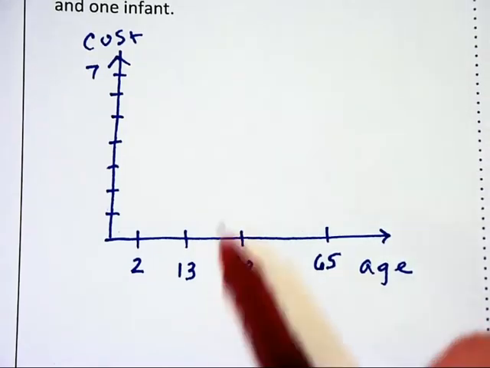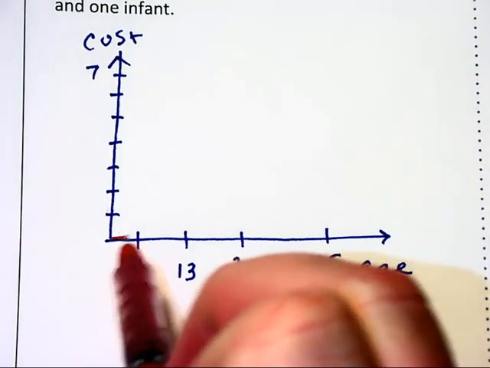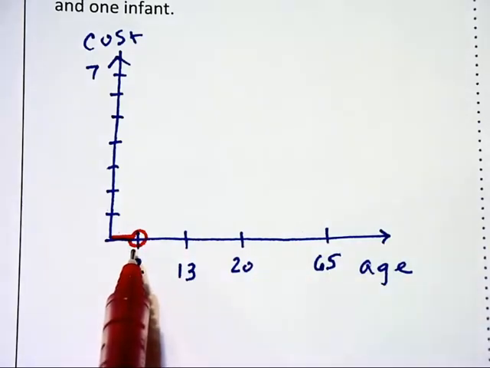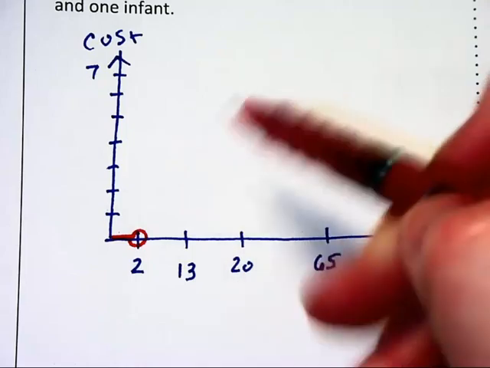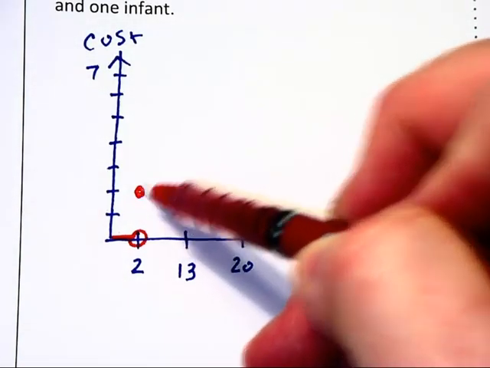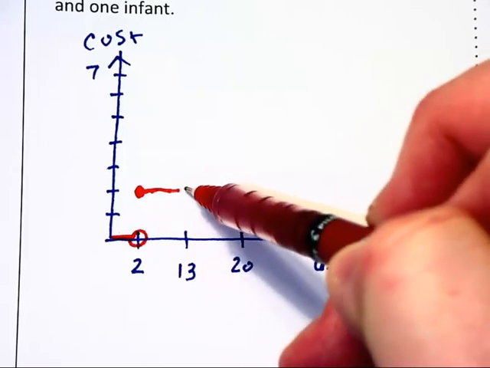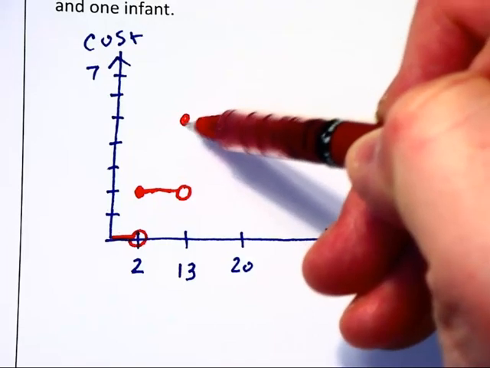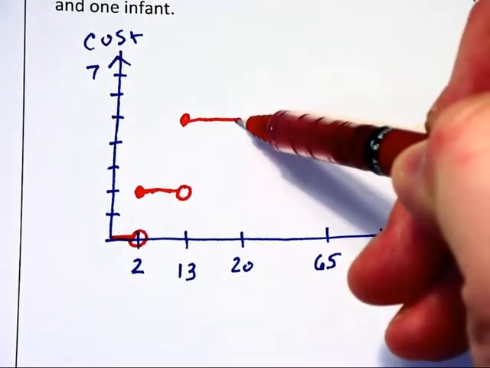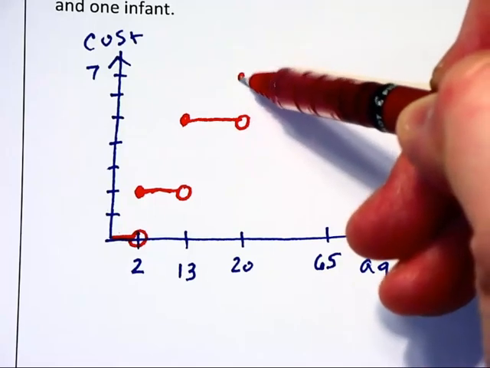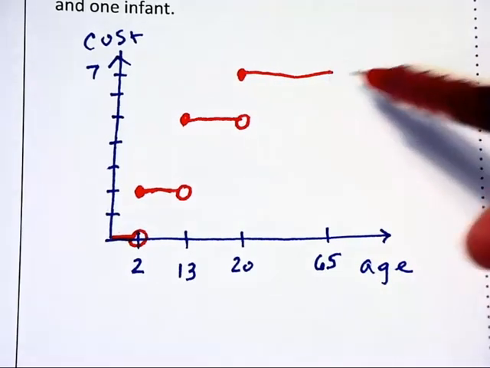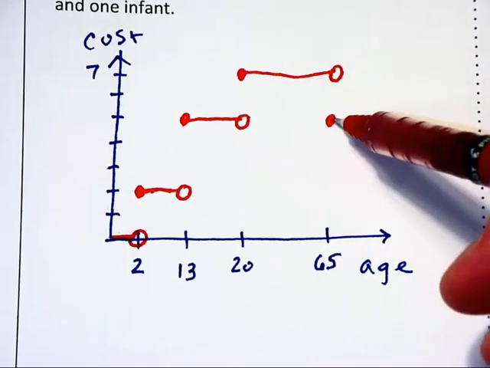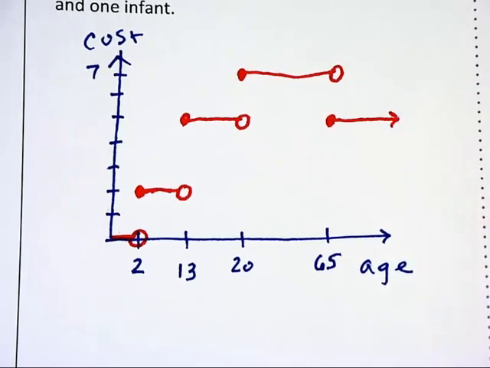Now, if you are under 2, you get in for free. In other words, your cost is 0 until your second birthday. I cannot include the point (2, 0). On your second birthday, your cost is then $2, and it remains at $2 until your 13th birthday. At your 13th birthday, your cost jumps up to $5, and it stays there until you turn 20. At 20, your cost is then $7, and it remains at $7 through your adult years until you hit 65. At 65, your cost drops down to $5, and it stays that way for the rest of your life.